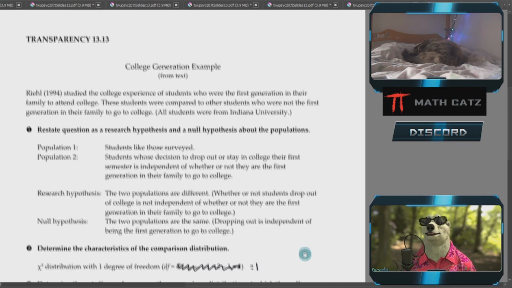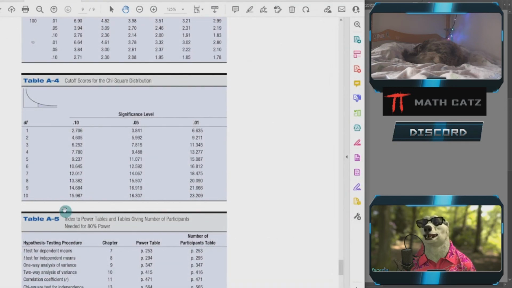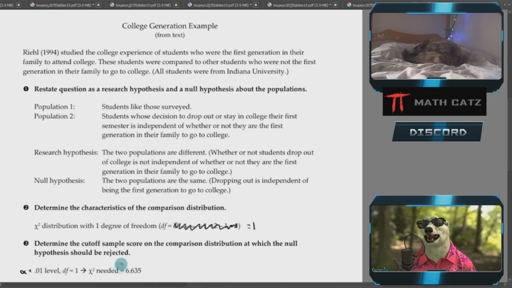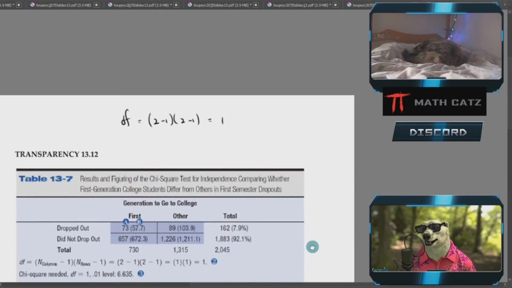Now we need to look up, for an alpha of 1%, let's say this time, what is the cutoff chi-squared score? Well, with 1 degree of freedom and an alpha of 1%, it's 6.635. That's where we get this 6.635. Now we need to calculate our chi-squared statistic.